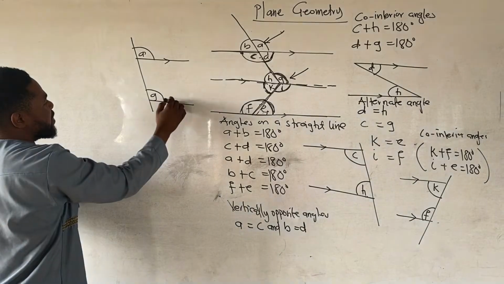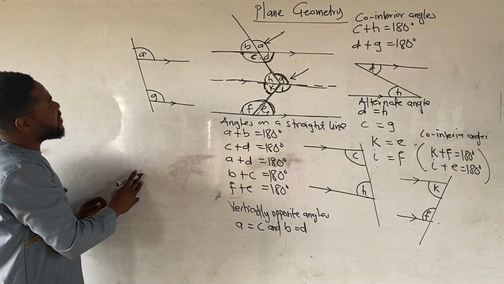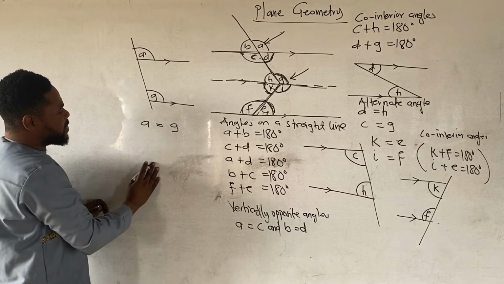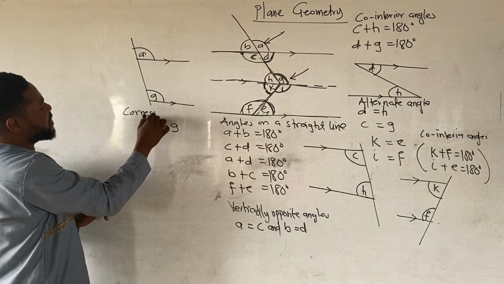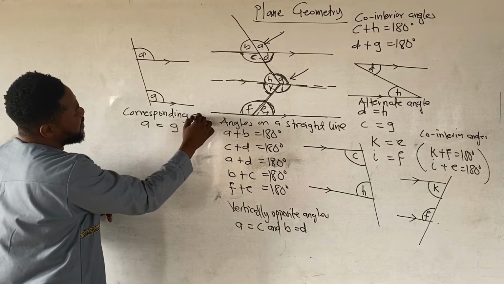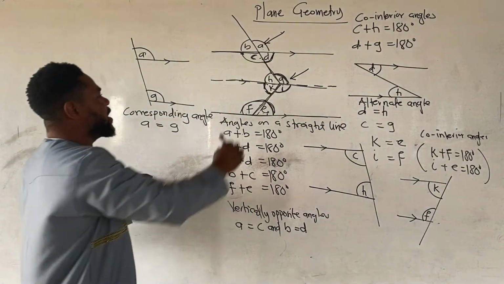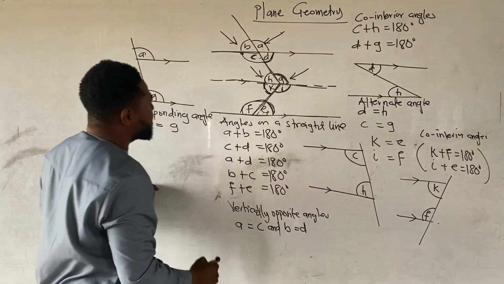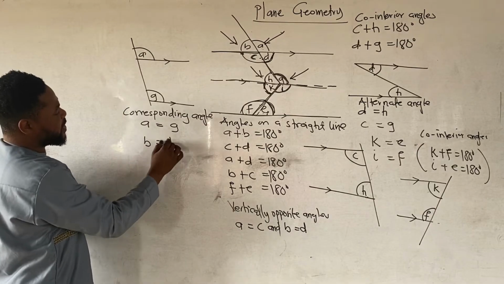And this line and this line are parallel. Now, what can we say about this diagram? We can say that our A should be equal to G, and that is what we call corresponding angles, all right? Corresponding angles are equal, all right? The same way we can talk about B and what? H. So here too we can say B should be equal to H.